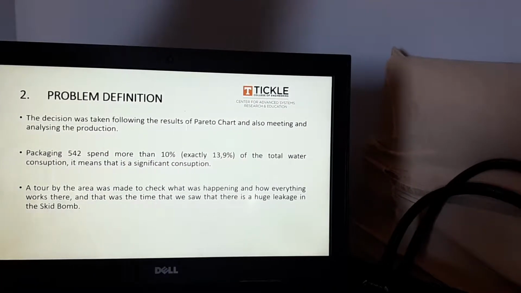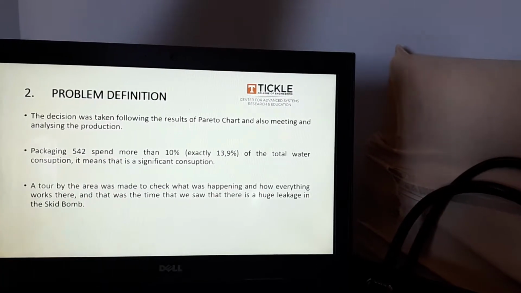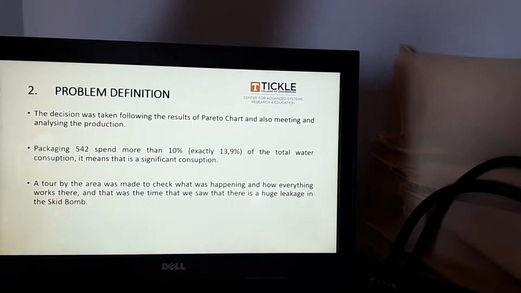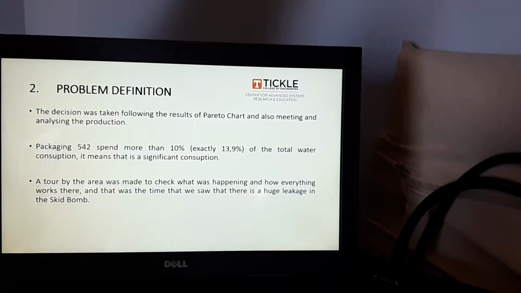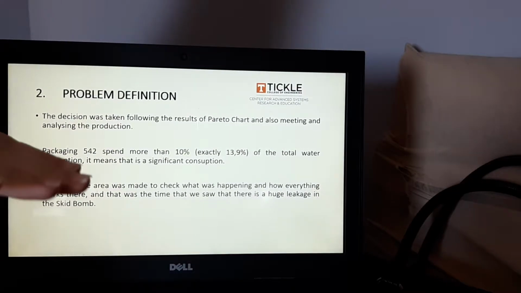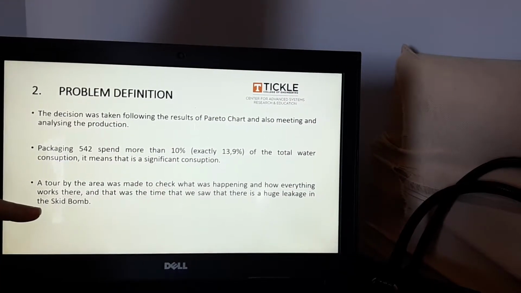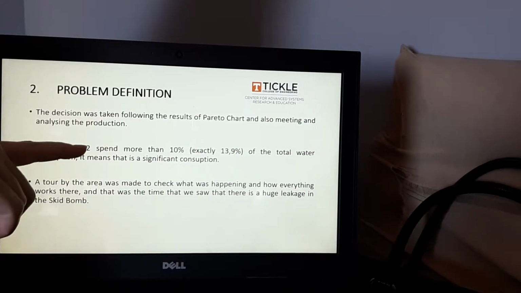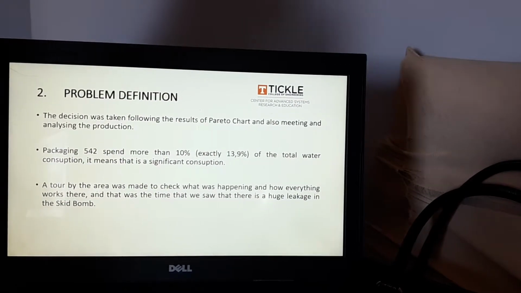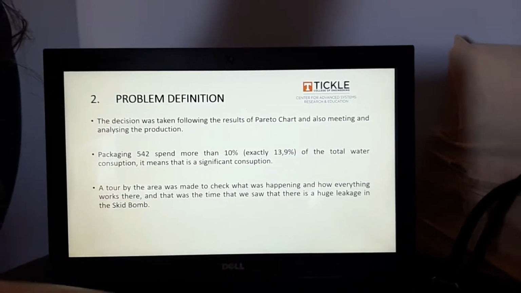And then a tour was made of the area to check what was really happening there and how everything works there. And this was when we saw that there was a huge leakage in the skid pump there in packaging 542, in the filler. That is equipment that they use in this area, okay?